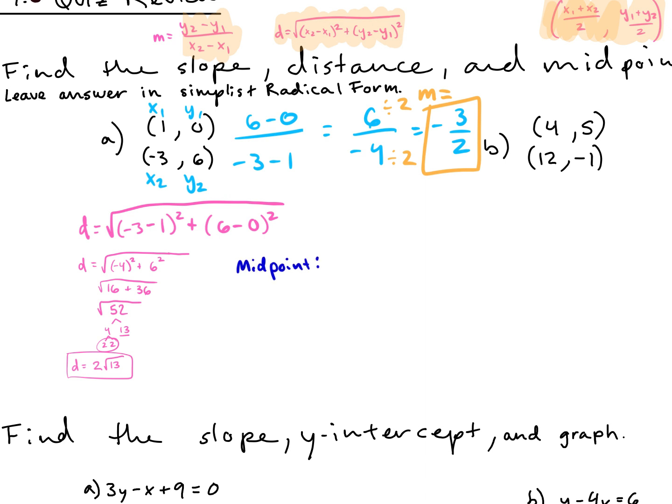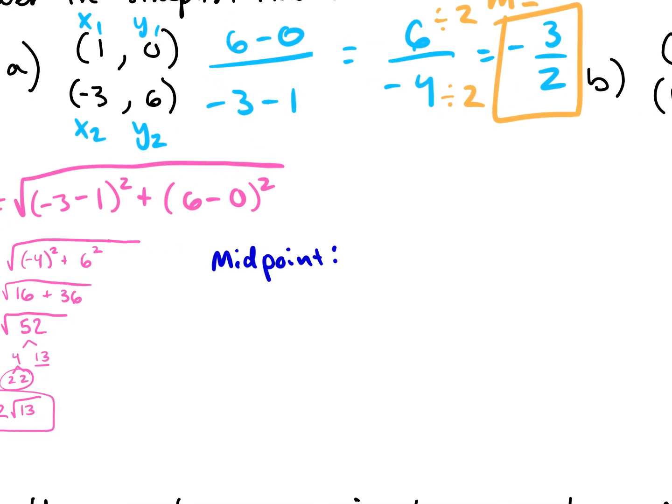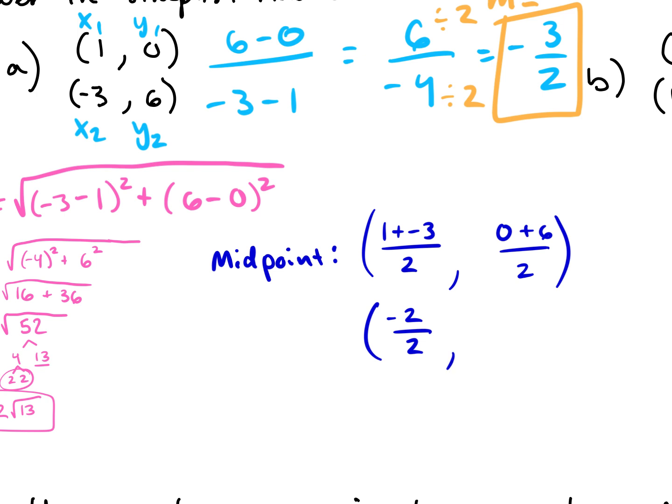Last thing, let's find the midpoint. So our midpoint is the average of the x's and the average of your y's. Your midpoint is always going to be a point. It's the point in the middle of them. So here we have x1 plus x2 would be 1 plus negative 3 over 2, and y1 plus y2 would be 0 plus 6 over 2. So 1 plus negative 3 would be negative 2 over 2, and 0 plus 6 would be 6 over 2. So our point would be negative 1, comma 3.